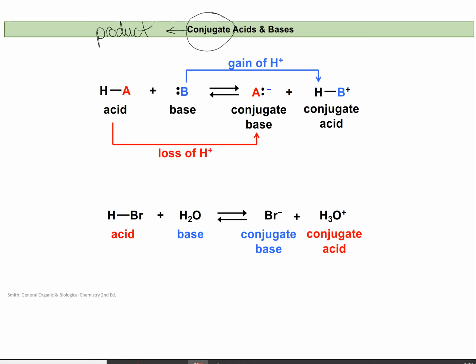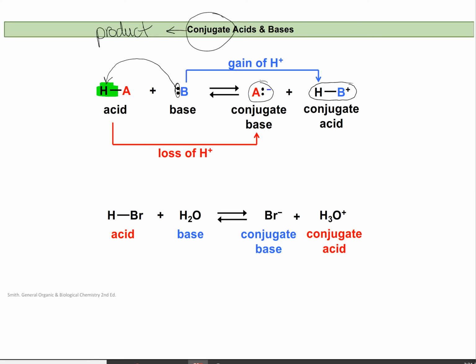So in our acid-base reaction, we know that the hydrogen that's bonded to our acid will break its bond to the acid and leave the electrons behind. And it'll form a bond with the lone pair on our base right here. So then our base gains an extra hydrogen and our acid has lost one.